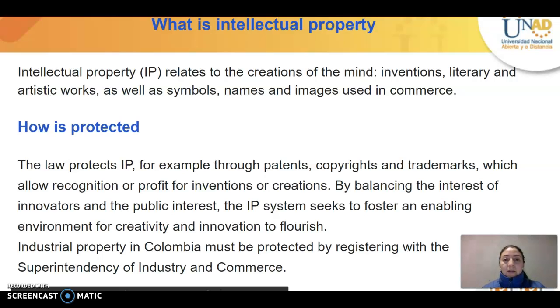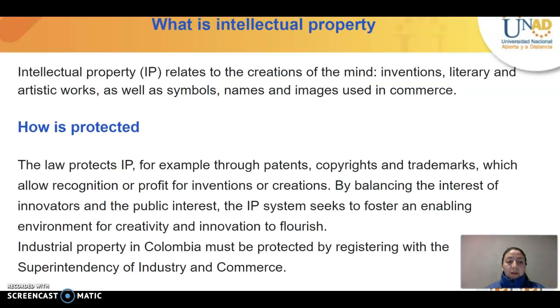What is intellectual property? Intellectual property, or IP, relates to the creation of the mind: inventions, literary and artistic works, as well as symbols and names imagined for use in commerce.